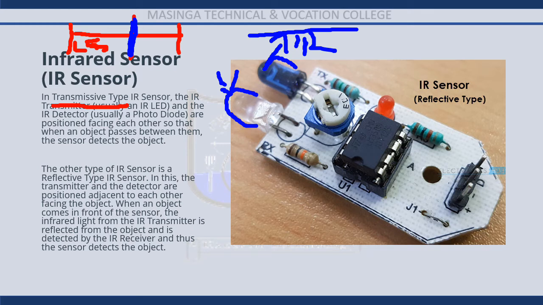This is different from the transmissive type in that in the transmissive type, the emitter and the receiver are always in contact and detection is done when the signal is broken. But for the reflective type, the emitter or the transmitter will always be producing a signal. A reading is made when the signal is bounced back and received by the receiver.